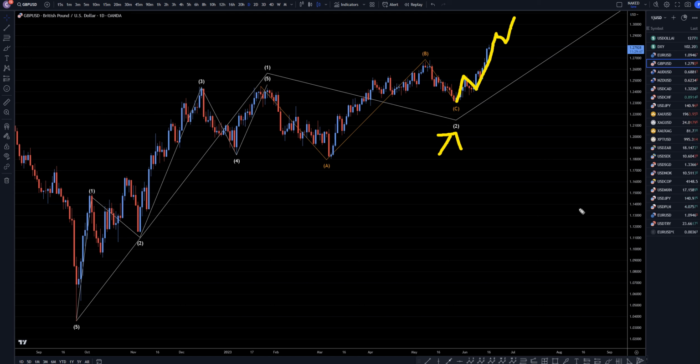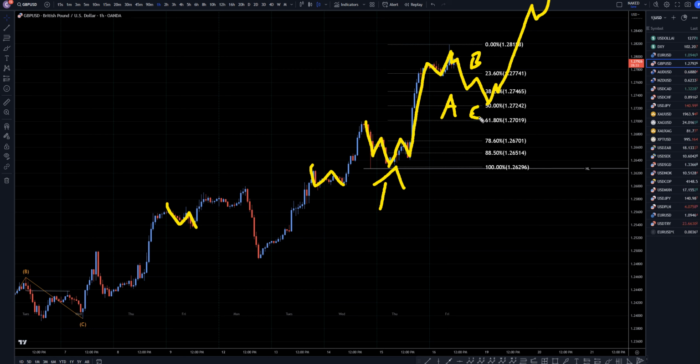So I am definitely still looking for longs, even though I think that we may end up going down a little bit. I personally am not going to be taking the short. I'm going to be waiting for the end of an ABC correction. Then I'll be going long for the continuation of the uptrend.